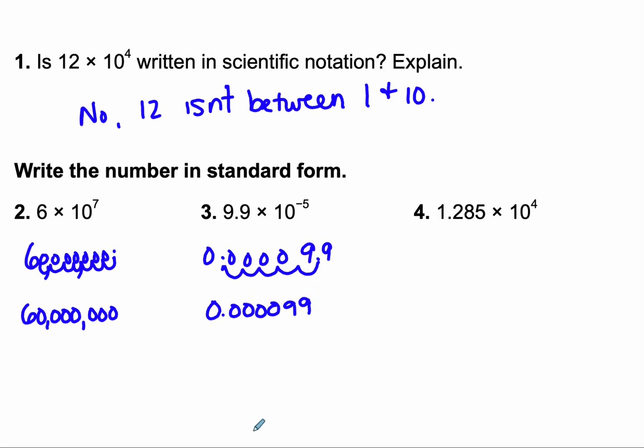0.12349 is my answer. All right, let's take a look at this next one. 1 and 285 thousandths times 10 to the 4th power. My exponent is positive, so my number is going to get bigger. 1.285. Decimal moving 4 places to the right. 1, 2, 3, 4. So I just need one placeholder 0 here. My comma would be going there. 12,850.